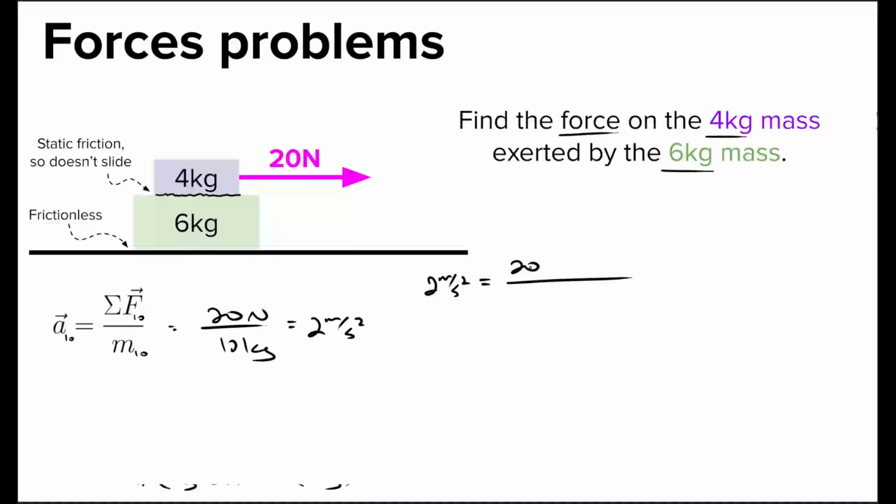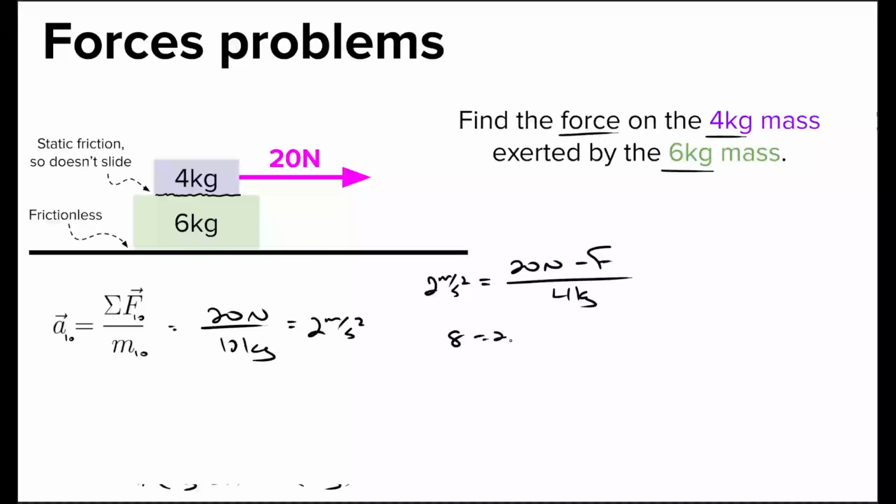Equals, so I got 20 to the right, minus whatever that force is exerted by the 6 on the 4, and that's going to go leftward. The 6 is going to exert a force on the 4 to the left. If you don't believe me, I'll prove it to you in a minute. Divided by, well, the mass is 4 kilograms. So 4 kilograms.